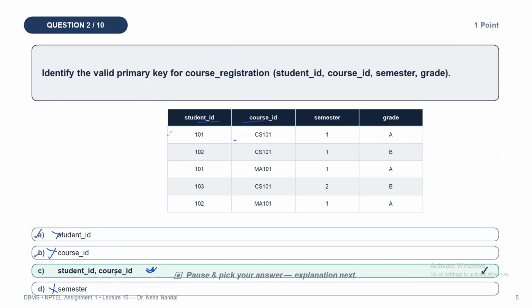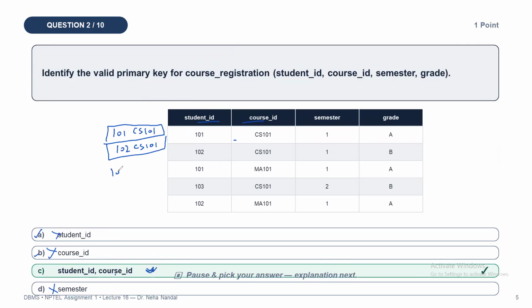What is happening if you take like this: 101 CS 101, that is the first value, we are combining two columns' values. The second one is 102 CS 101. So the duplicacy which was happening in the course ID column alone has now been resolved. Together it is unique. They both are different.